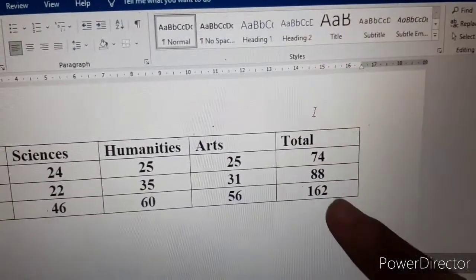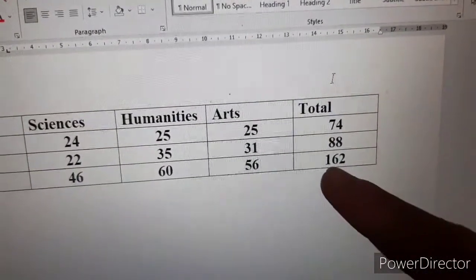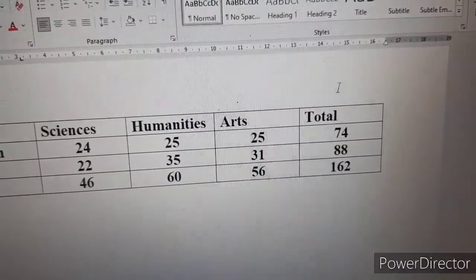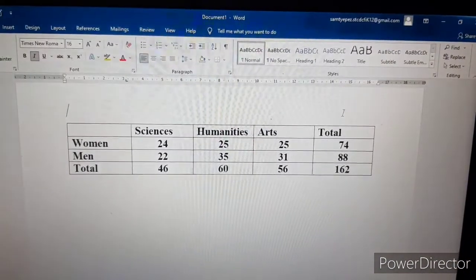So as you add both of them, the amount of men and women, you will get 162, because 88 plus 74 is 162. So that is it. My problem is solved.